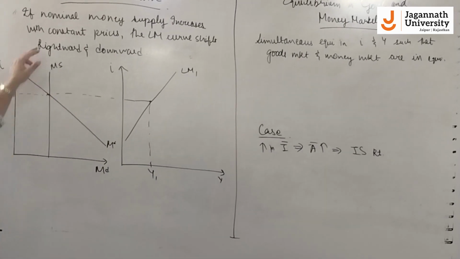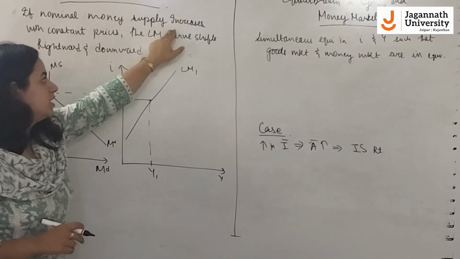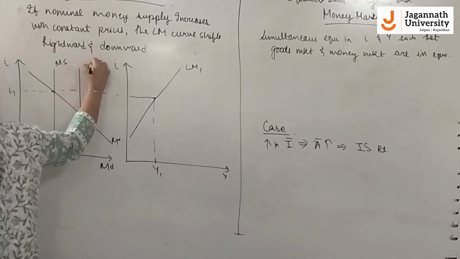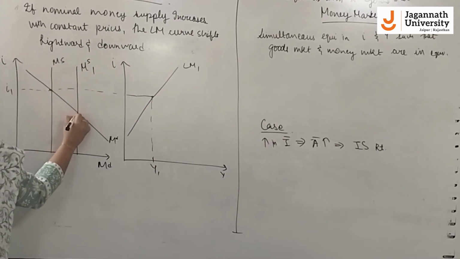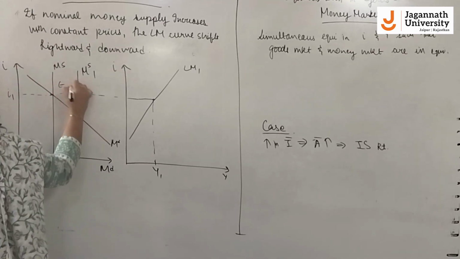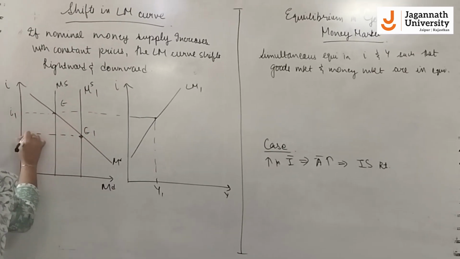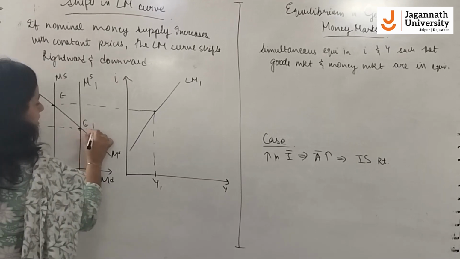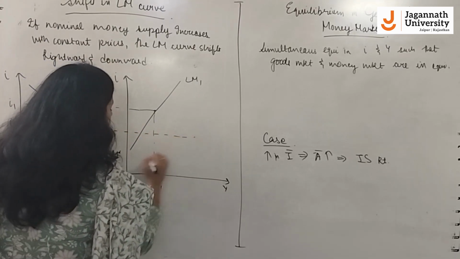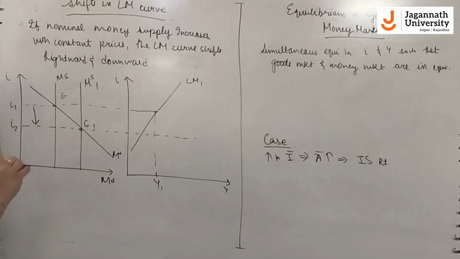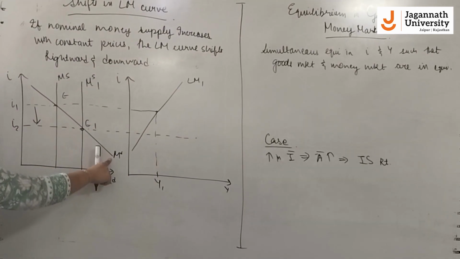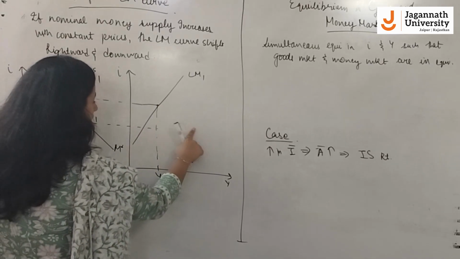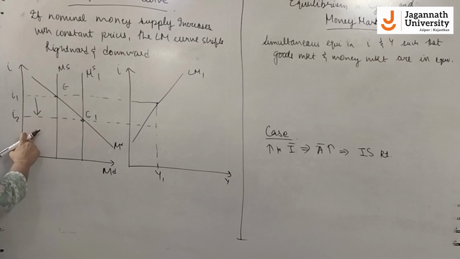Now what happens is, if I increase the nominal money supply, say to MS1, the equilibrium has shifted to this point such that the interest rate has fallen to I2. But can you see one important thing, that money demand remains the same. That means my level of income is still the same. Only what has happened, the interest rate has fallen.